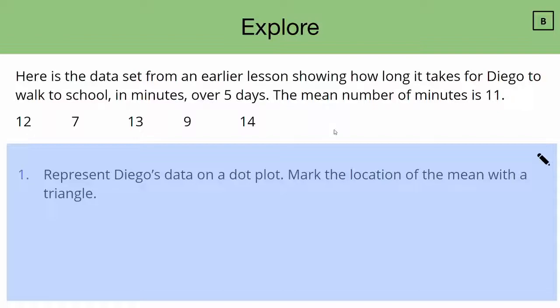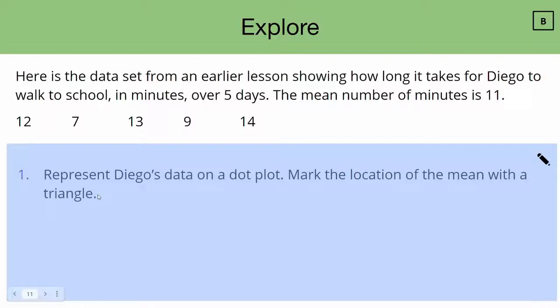Alright, welcome back. The story reads, here is the data set from an earlier lesson showing how long it takes for Diego to walk to school in minutes over 5 days. The mean number of minutes is 11. We can see here that the data is 12, 7, 13, 9, and 14. So they want us to represent Diego's data on a dot plot. Mark the location of the mean with a triangle.